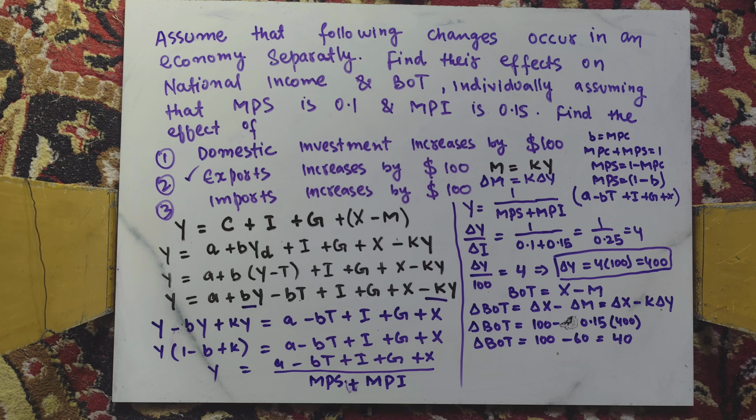So what happens here? If we see, it tells us that if exports increase by $100 million, the balance of trade will change by $40 million. So the balance of trade will change by $40 million, meaning we have the balance of trade surplus here.